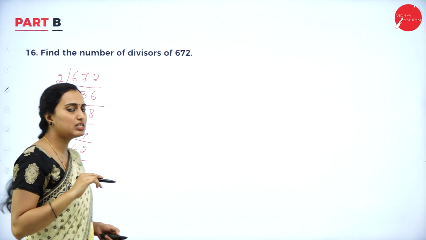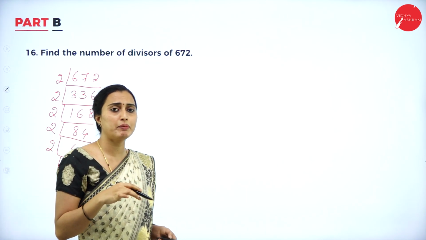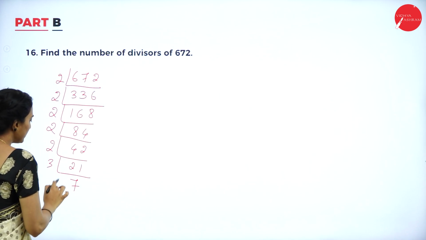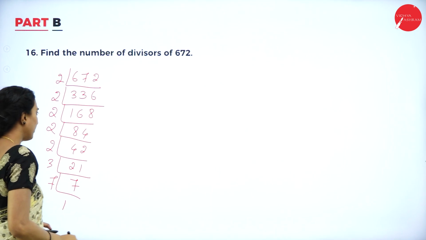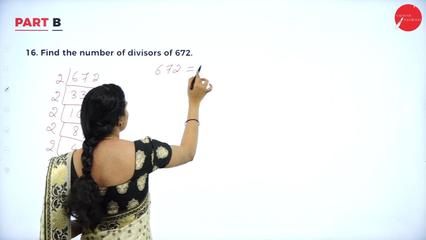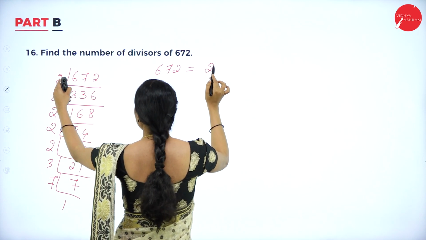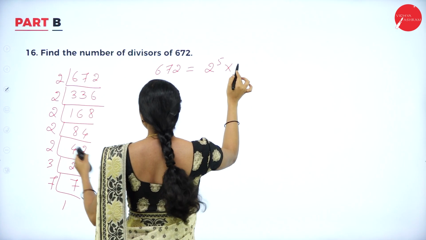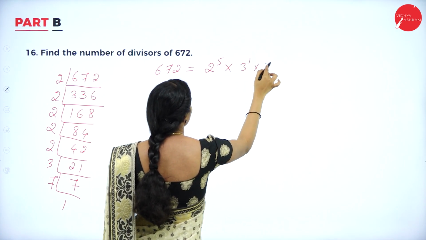Now 21 is an odd number, but it is divisible by an odd prime, which is 3. So 3 7s are 21. Again 7 is a prime number, 7 1s are 7. So therefore, for 672, this step is very important: 672 can be written as 2, how many times? 1, 2, 3, 4, 5. So 2 power 5 into 3 power 1 into 7 power 1.